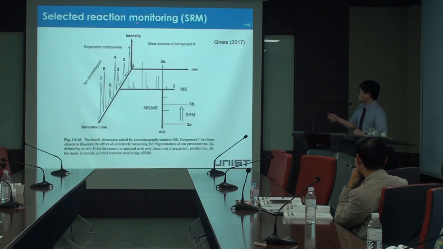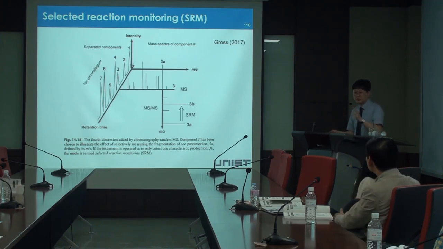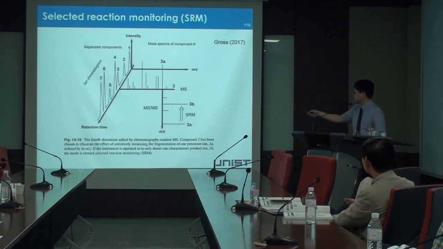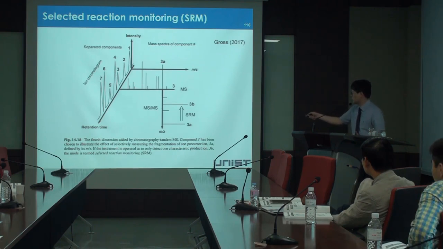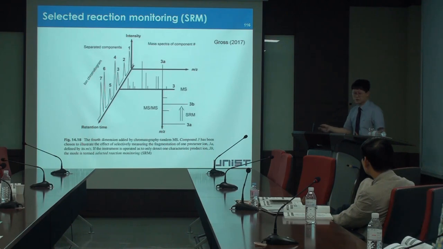And select the reaction monitoring, SRM or MSMS. This is MSMS. There are two mass spectrum stages. From the chromatogram, there is a single mass spectrum, and this mass spectrum also gives a secondary mass spectrum, MSMS. So it gives more information. Even if the concentration of this peak is very low, after MSMS you can detect it.